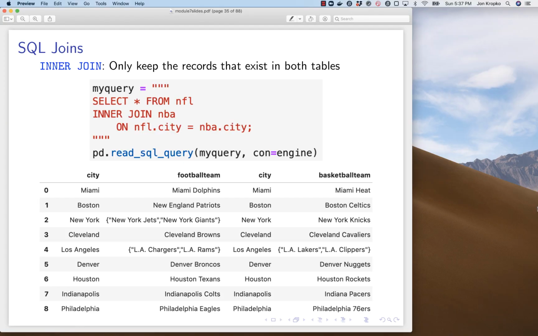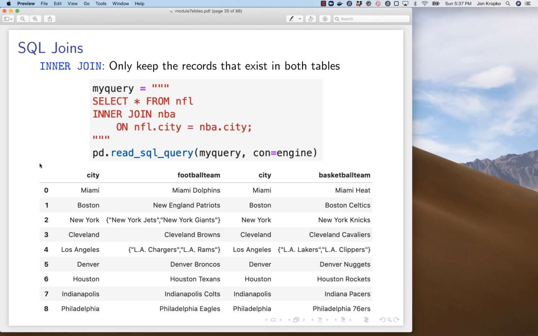And so here's an example. So select star from NFL. We're going to talk about what select star means later in this module. But basically, this means give me all the columns. We're starting with the NFL data, and then we're going to inner join to that the NBA data on NFL.city equals NBA.city. And so you can see here we have the NFL cities and we have the NBA cities. And we are matching Miami to Miami, Boston to Boston, New York to New York. That's what it means to join.